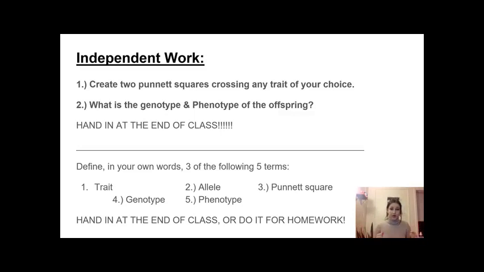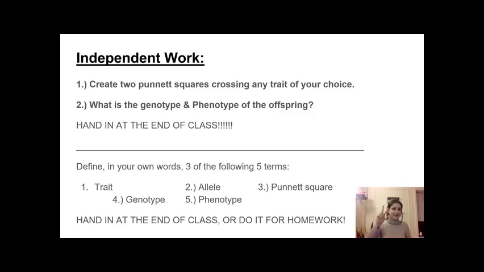And the second part, right over here, is I want you to define in your own words, to the best of your abilities, at least three of the 5 terms over here: trait, allele, Punnett square, genotype, phenotype. If you could define all 5, that is awesome. I would love that. If you can't, no worries. You could even write how it's a little difficult to understand. Actually, please write if there are any difficulties that you have in anything. I would love to clarify that for you.